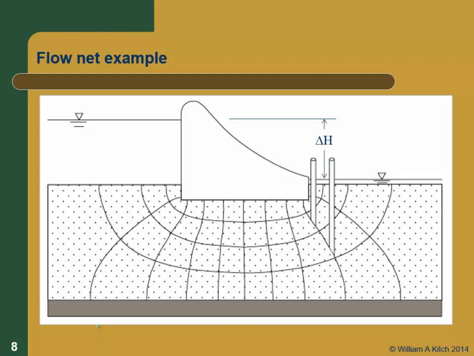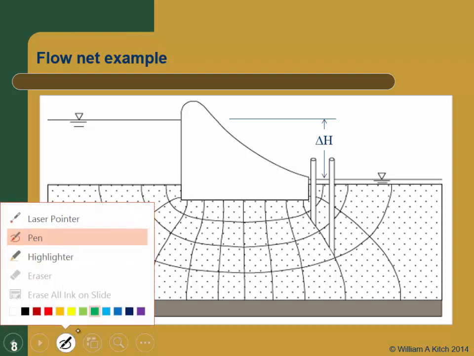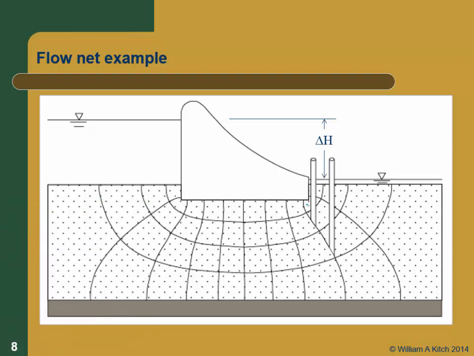Yeah, let's see if I go back to my colors. I was trying to keep my colors the same. This is a blue line. What kind of line is that? Equipotential. So these have the same potential, so the water in those two piezometers has to rise to the same height. Now I drew that it was rising above the height of the tailwater. Is that right or wrong?